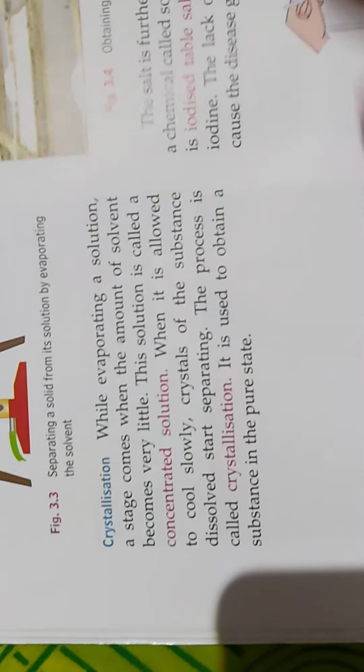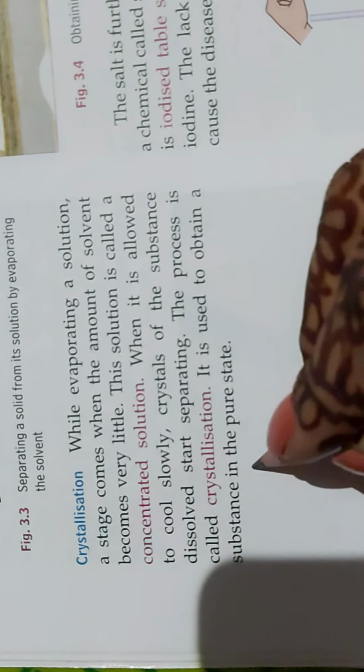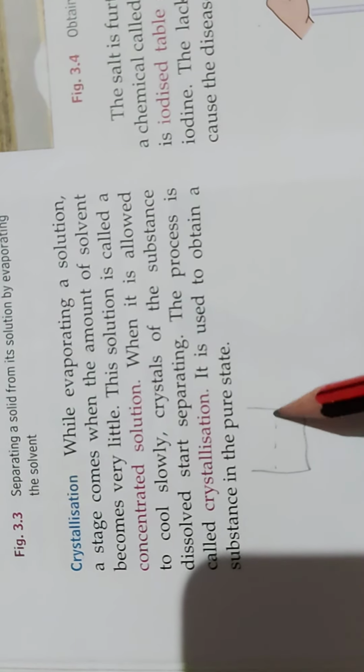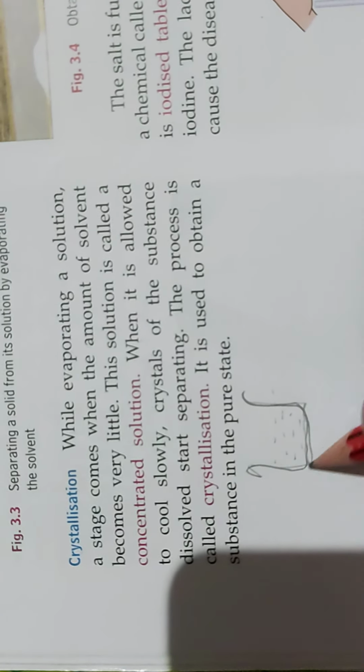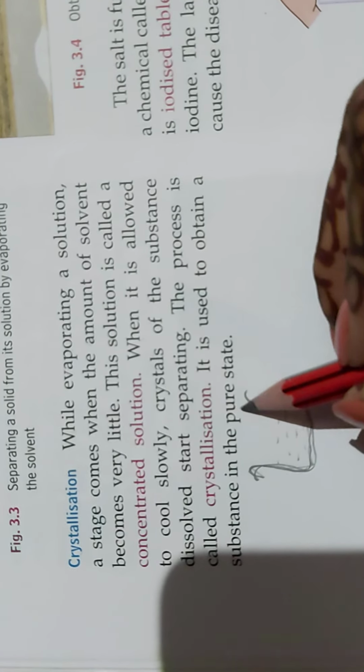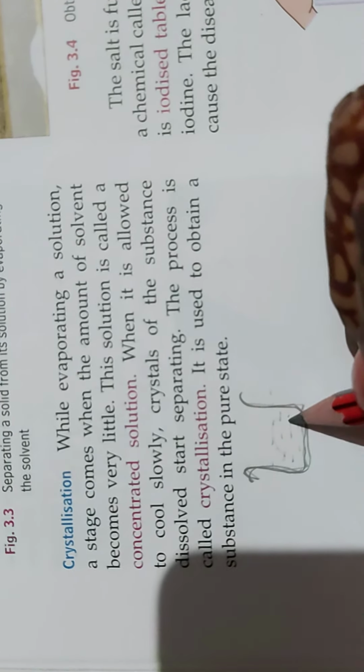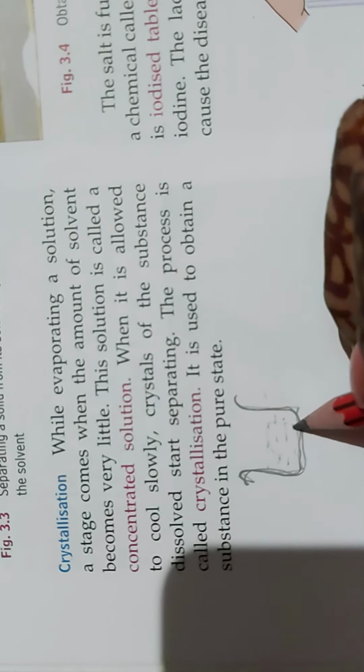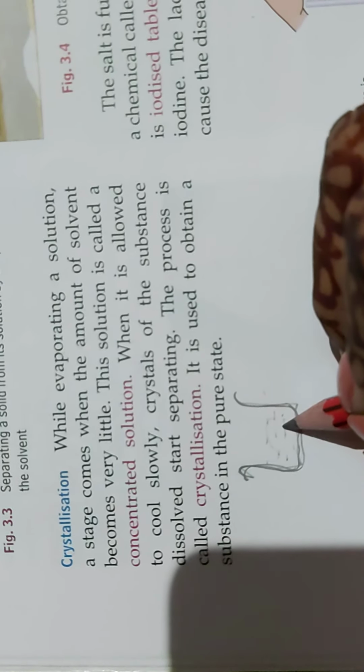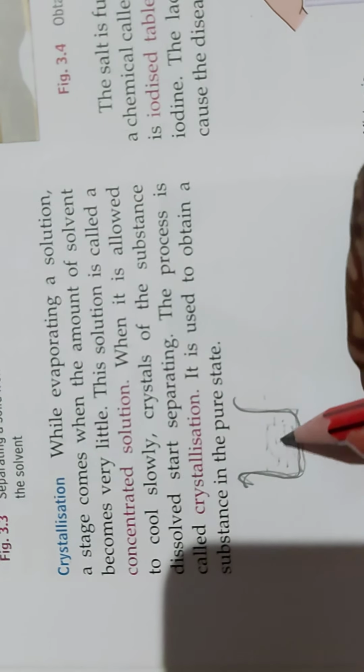Next is crystallization. When you dissolve any solute into a solvent, solute means, suppose you are dissolving sugar into water, water will be the solvent. So one stage will come. Suppose you have one glass half filled with water, then you pour a little sugar, and the sugar will dissolve in it. Then another spoon of sugar will dissolve easily in it. The fourth, fifth spoon also dissolves in it.